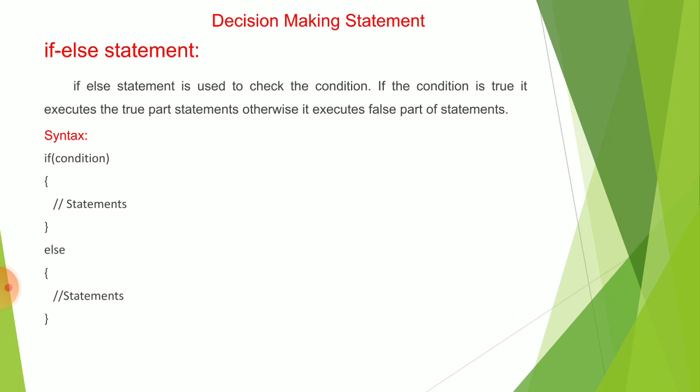First, we see about the if statement. There are three types of if statement available in C language. First, we see about the simple if else statement. The if statement is used to check the condition, whether the condition is true or false. If the condition is true, the true block of code is executed. Otherwise, the false block of code is executed. This is the syntax for if statement: if condition statements, else other part of statements.